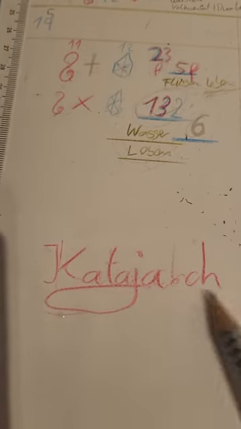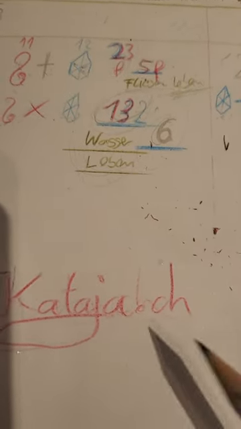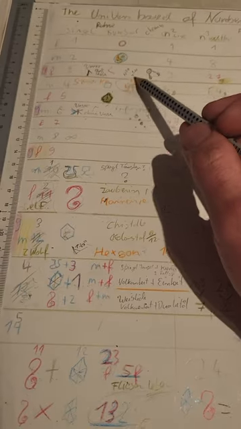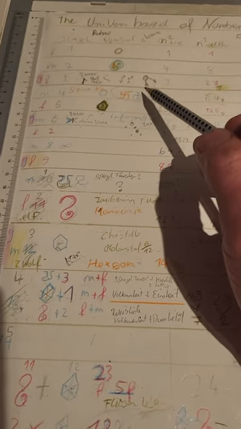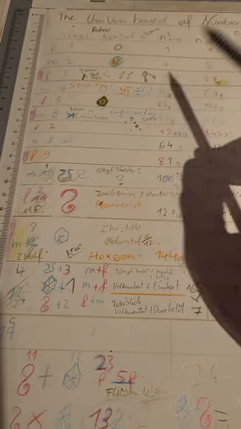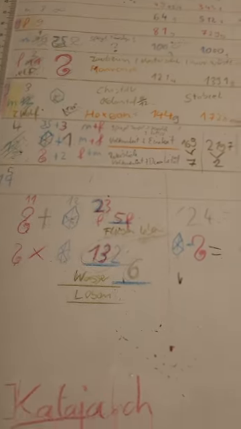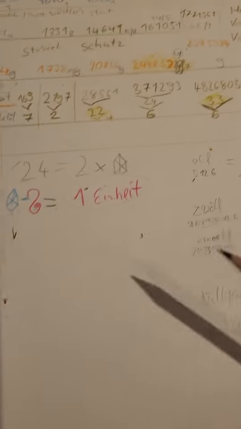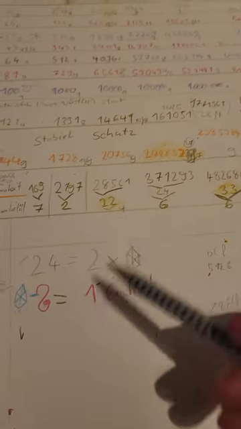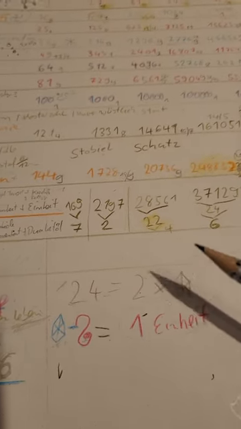I will put this on my homepage, kataja.ch, but it will take some time. In the next step, I will discuss something about the swastika, because this is very important. And yeah, go on. This is the research I made tonight. The universe gave me this information.